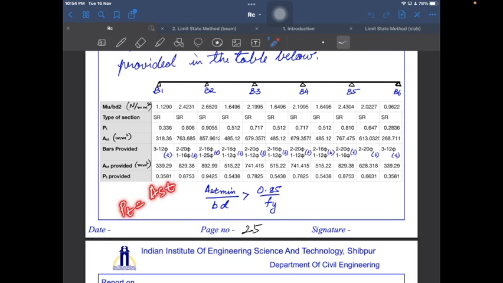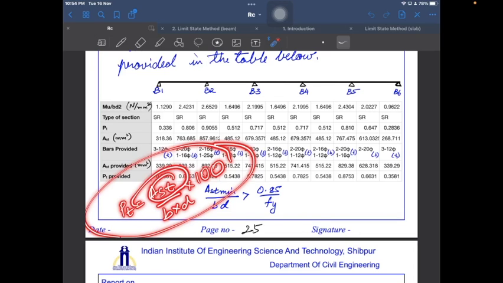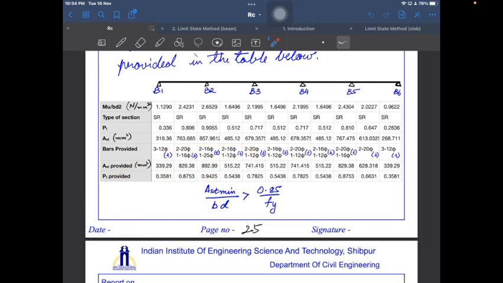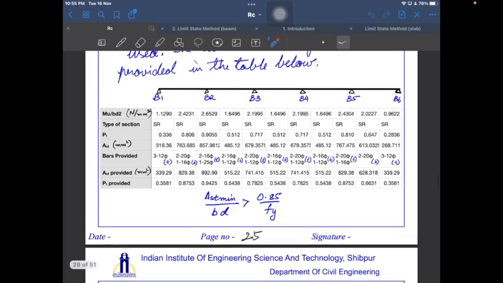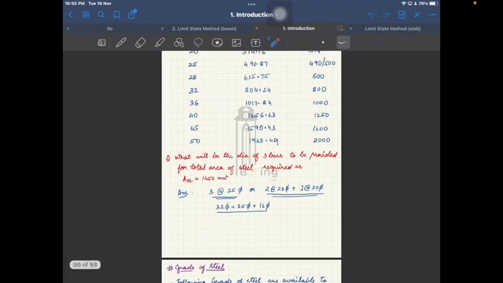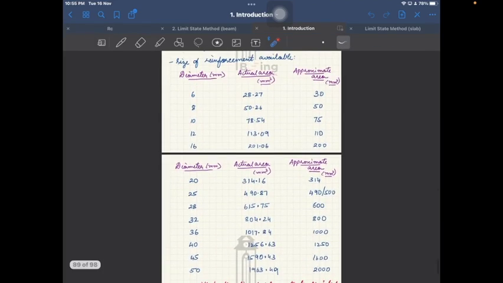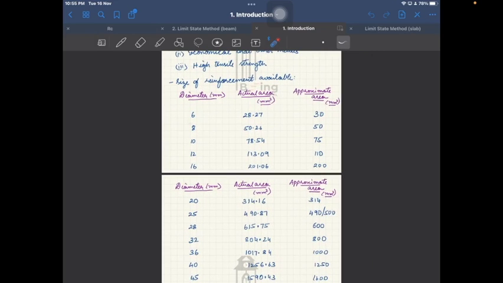And pt is nothing but AST, area of steel in tension, divided by B into D into 100. We just reversed this formula and got AST required from pt. From AST required, we have this bar chart: for 6 dia bars we'll have this much area, for 10 dia bars this much area.